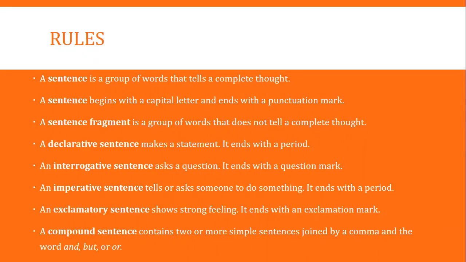Okay. Tito, can you read the last point for us? Miss, can you hear me? Yeah, I can hear you. A compound sentence contains two or more simple sentences joined by a comma and the word and, but, or. Okay. All right. So we know what a compound sentence is. It's when we have two or more complete sentences that are joined by a comma and, but, or.